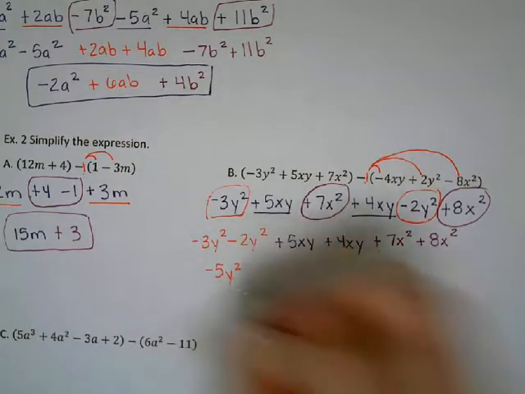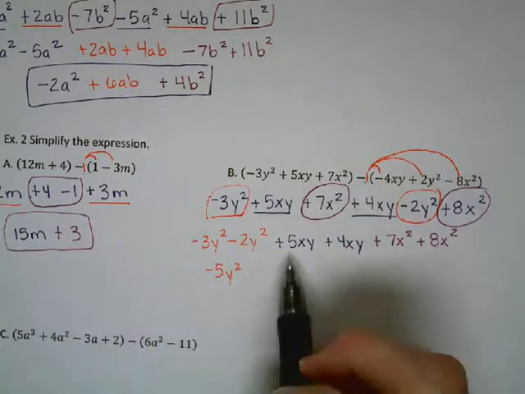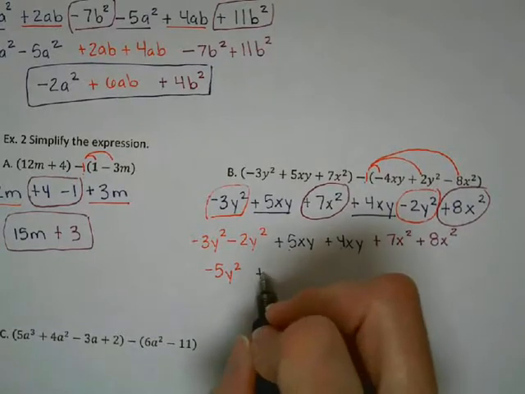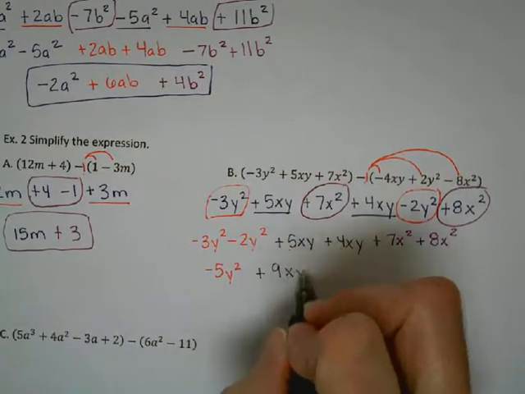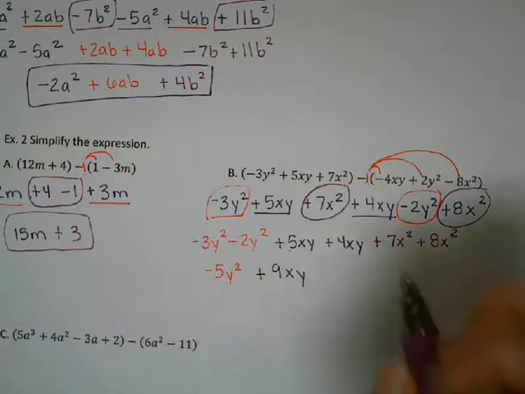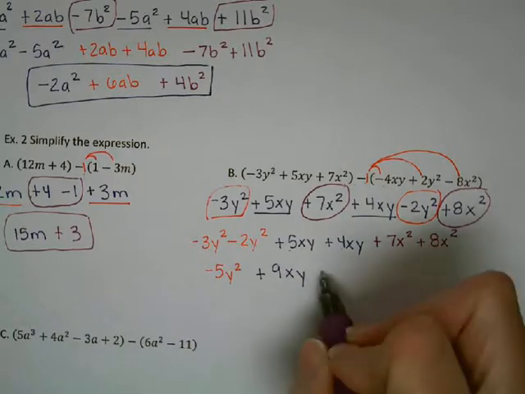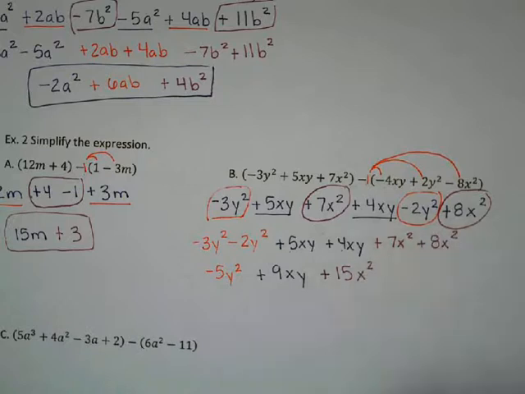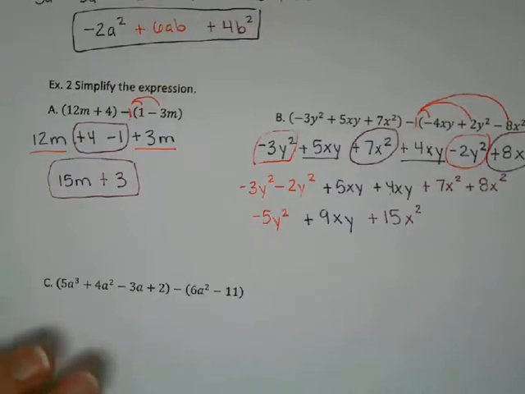Let's look at this one. 5 plus 4, the coefficient, so 5 plus 4 is 9. Keep the same letters. 7 plus 8 is 15, and I'm going to keep that same letter, x squared. So when you are adding, it does not change any exponents or letters. You just have to put the same ones, match them up together. So this whole thing is my answer.